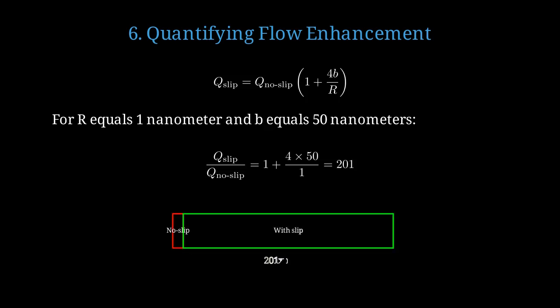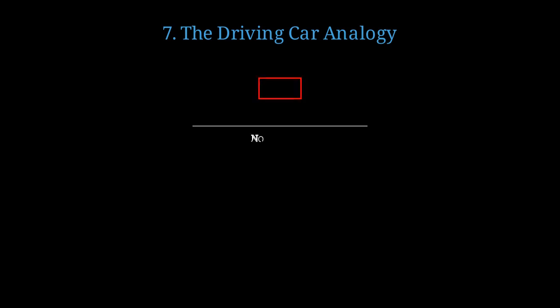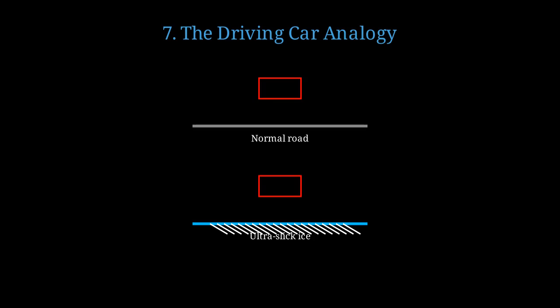This bar chart shows the dramatic difference. What would take 201 seconds with no slip takes just 1 second with slip. Let's use the driving car analogy to build intuition about slip. Imagine driving on a normal road. Your tires grip the surface, there's friction, and you can control the car. Now imagine the road becomes ultra-slick ice. The car glides with minimal friction, moving much faster with the same push.